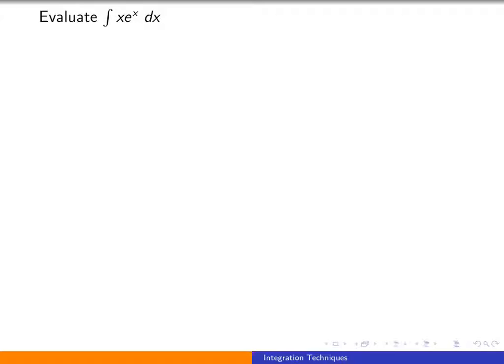And here what I'm going to go ahead and do is just let u be equal to x, so that the dv is going to have to be the e to the x dx. So we need to differentiate to find du, so du would be dx. And notice that it very nicely becomes something simpler. And dv, recall, whatever we choose for it has to be something we can anti-differentiate. The antiderivative of e to the x is simply e to the x.